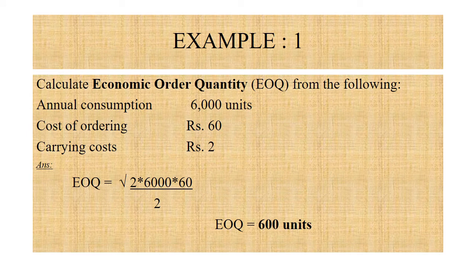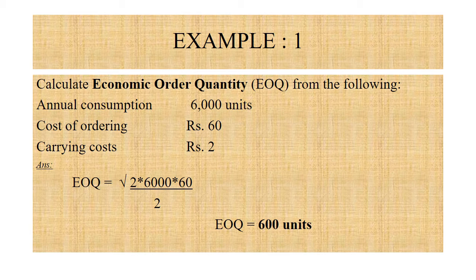We'll now take up this example. Calculate economic order quantity from the following: annual consumption 6,000 units, cost of ordering rupees 60, carrying cost rupees 2. The question is clear here, it's direct. We have to calculate EOQ. We know that the formula for EOQ is the square root of 2 into annual usage in units into ordering cost, divided by annual carrying cost per unit.